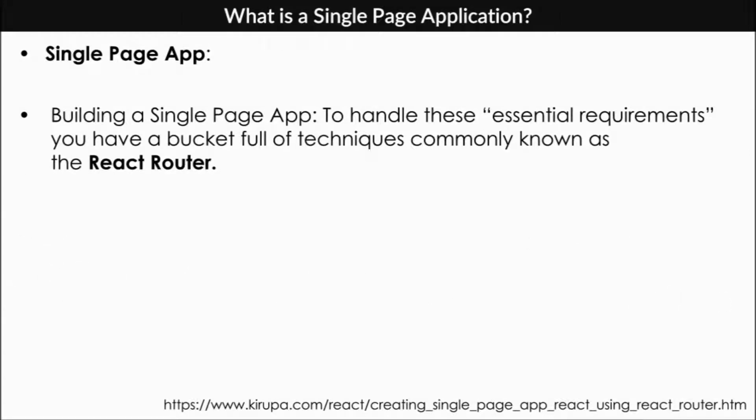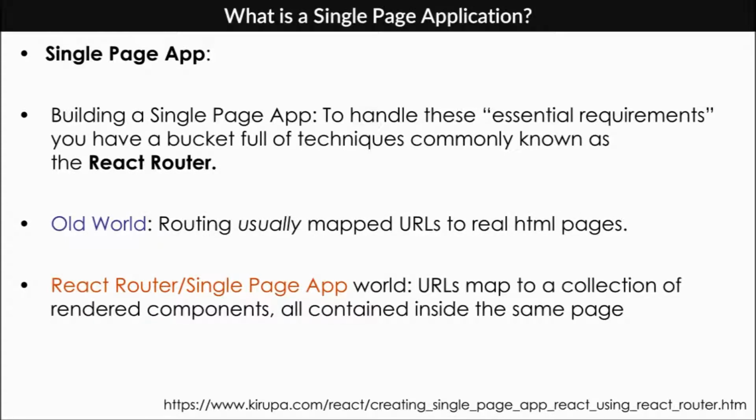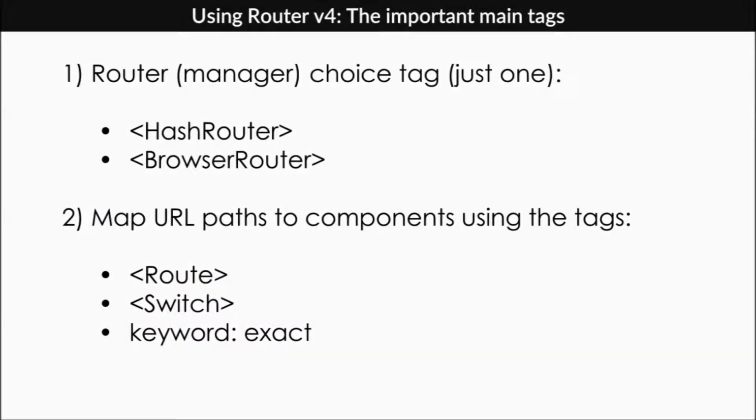Well, to meet those requirements, here's a lovely quote from that NOTHING site. Building a single page app to handle these essential requirements, you have a bucket full of techniques, commonly known as the React Router. So the old world, the old way of doing it, usually you mapped URLs to actual real HTML pages and you would jump around and navigate around. Whereas with a single page app using React Router, the URLs simply map a collection of rendered components, all contained in the same page.